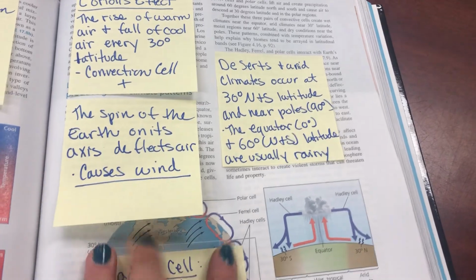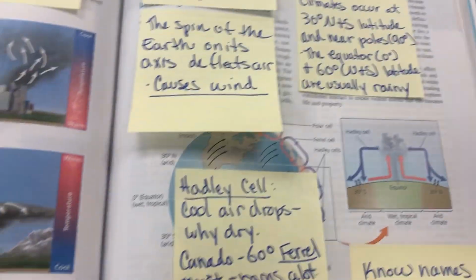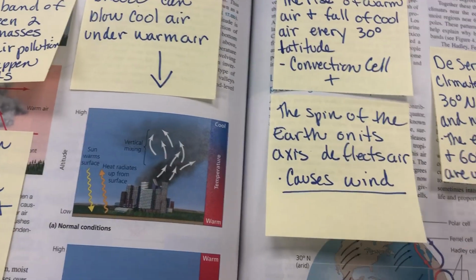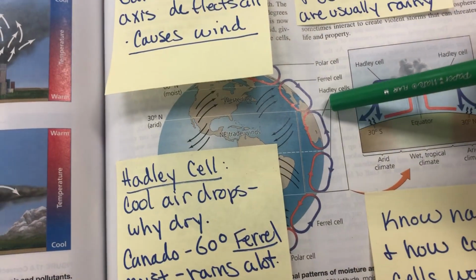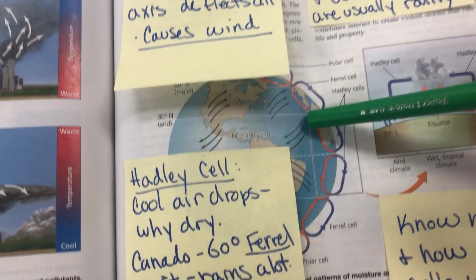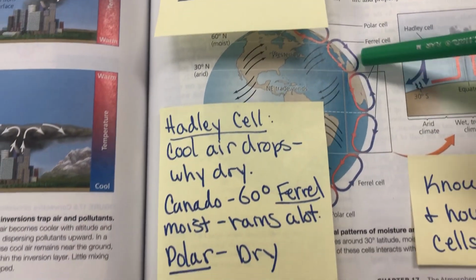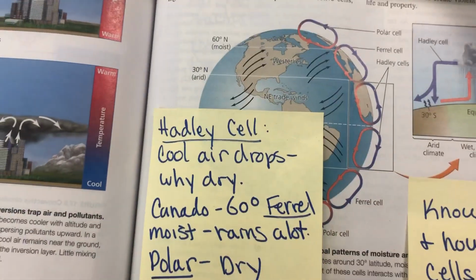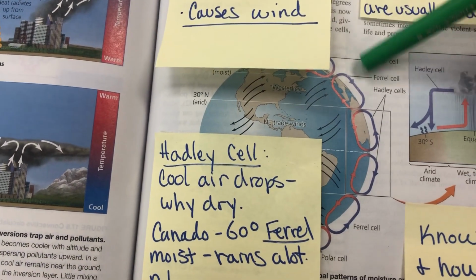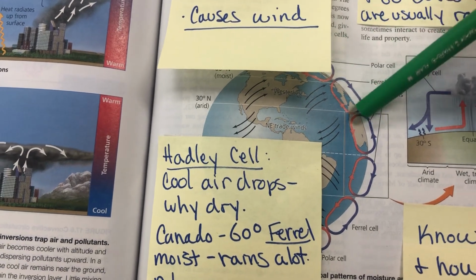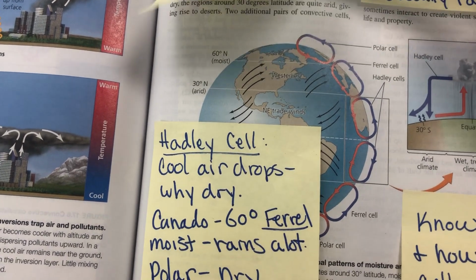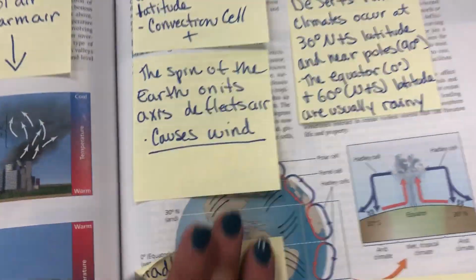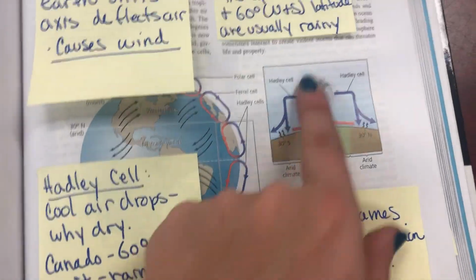Now, the Hadley cell, this is when cool air is dropped, and that's why it's dry. So if you look in the diagram at the Hadley cell, notice cool air is dropping onto the landmass, so that's why it is dry. In Canada, go up here at the 60 degrees, notice that it's going the opposite way, and you have some warm air that's dropping. So just keep that all in mind. So just make sure you have an idea how all this stuff works.